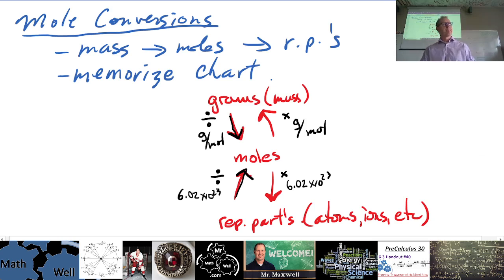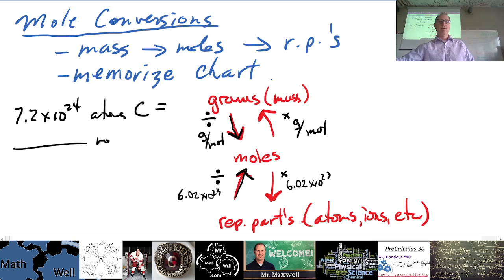Sorry, I know there's atoms, ions, etc. Could you give an example of that? I'm completely blanking. Yeah, sure. If I say we have 7.2 times 10 to the 24 atoms of carbon, how many moles of carbon is that? That's the kind of question.